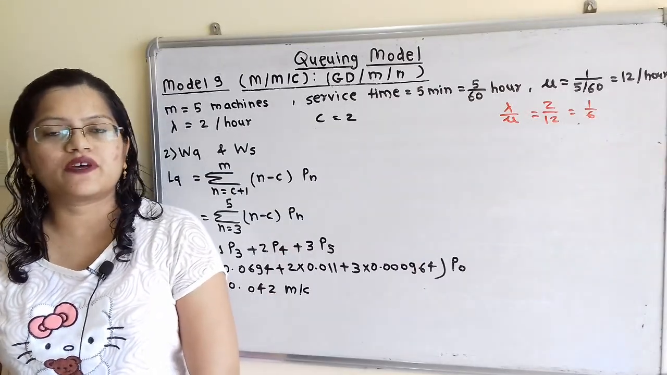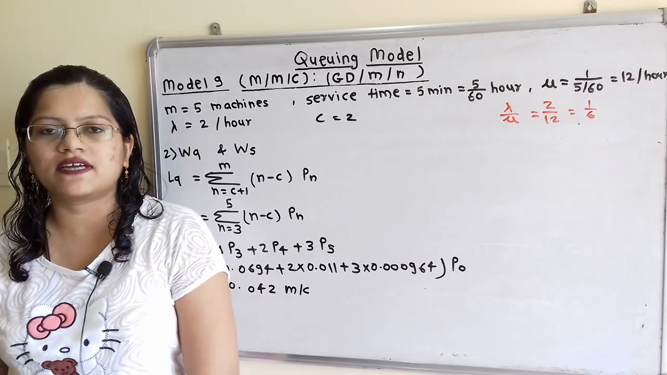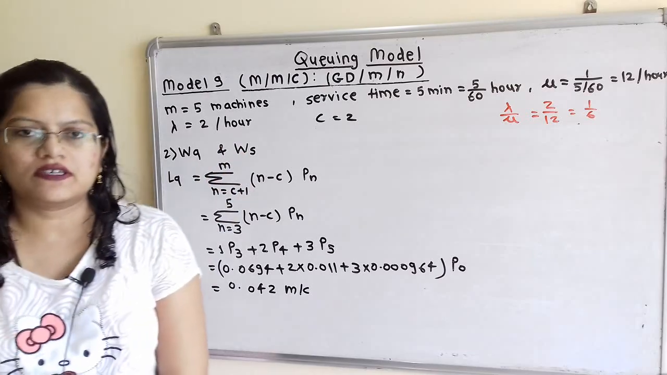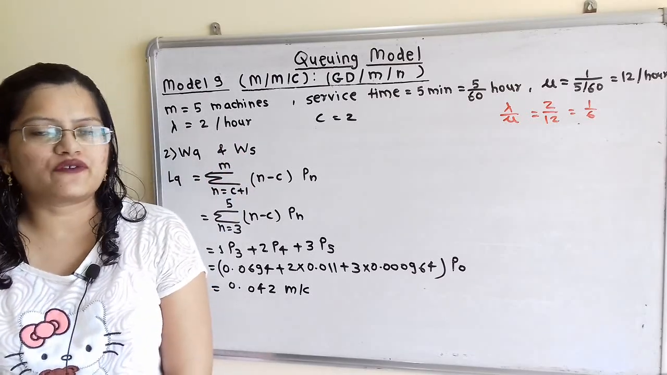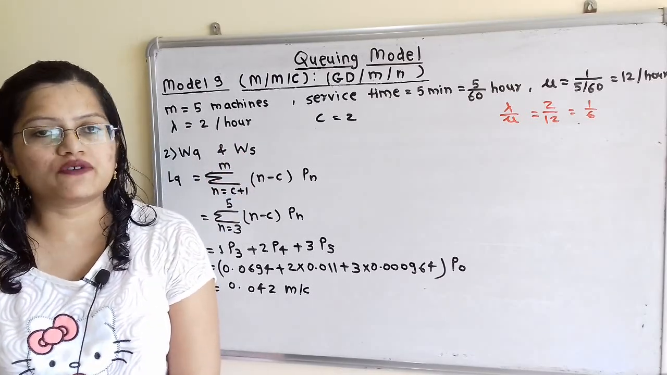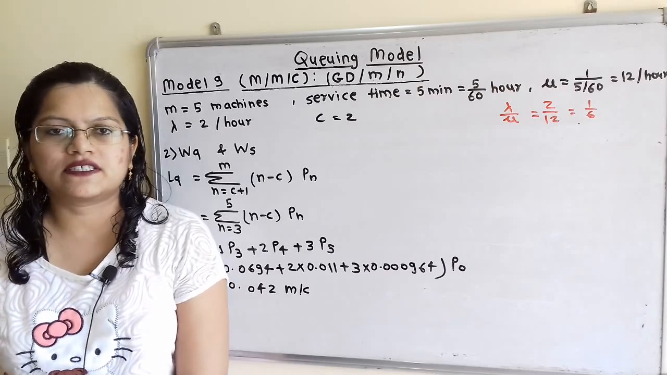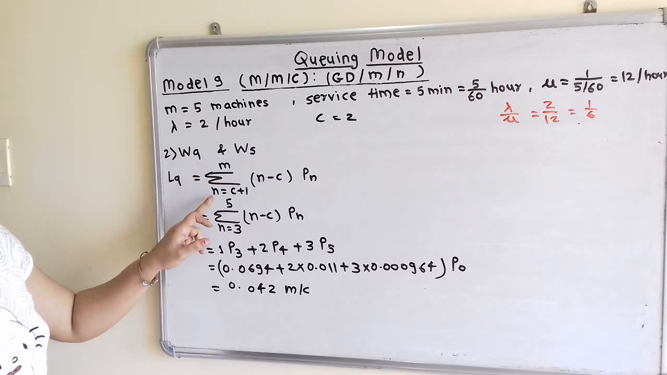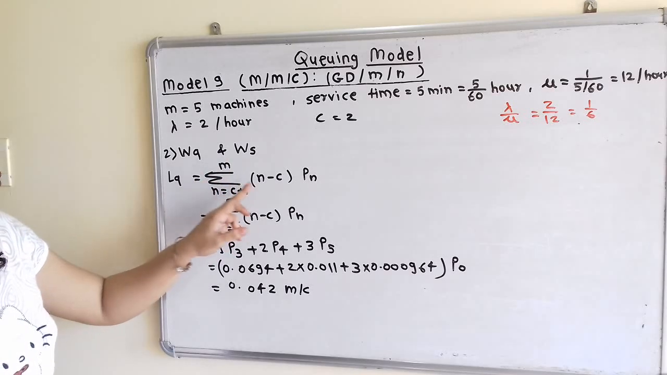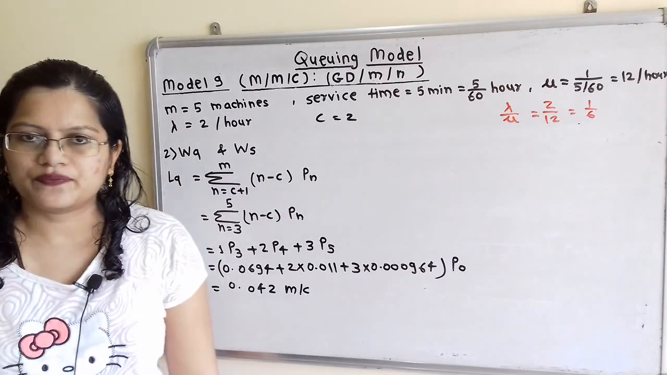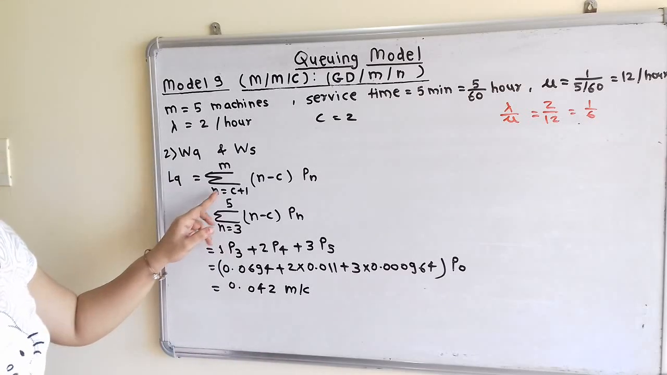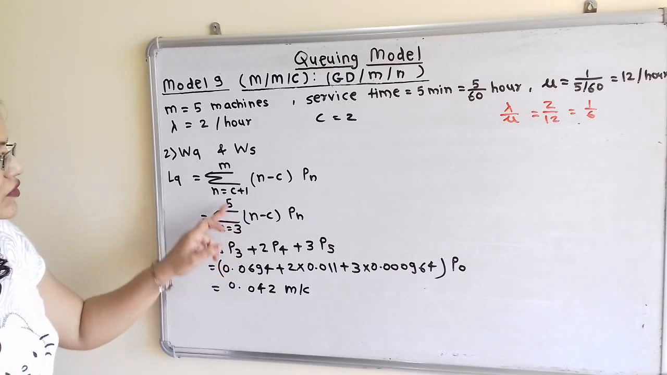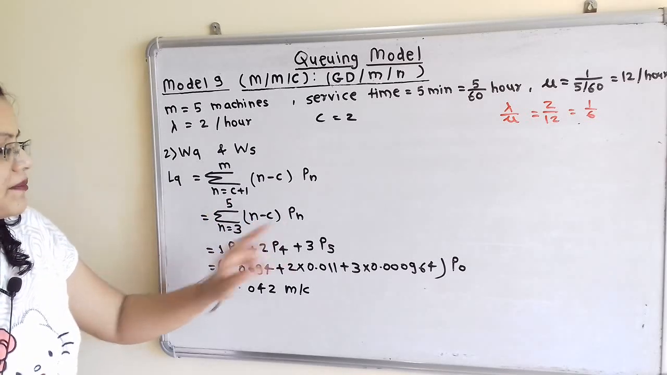Now we will move to the next question. We have to find out the waiting time in queue as well as time spent in the system, that is WQ and WS. So for that calculation, we have to first find out the length of the queue as well as the length of the system. So how to find out the length of queue? That is LQ is equal to summation of n is equal to C plus 1 to m, n minus C, Pn. Now if we put here n is equal to 2 plus 1, because C is equal to 2, that is n is equal to 3 to 5, n minus C, Pn.